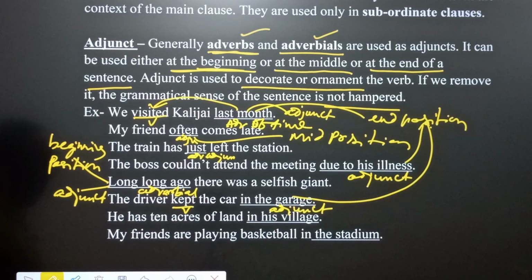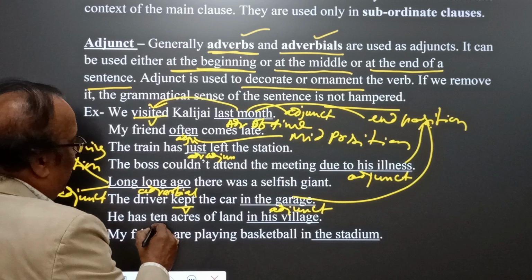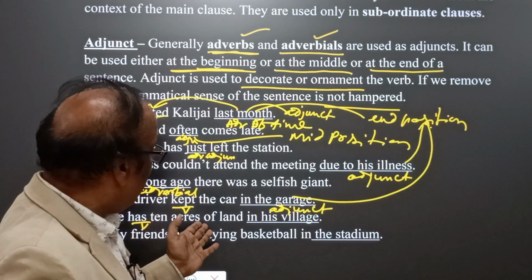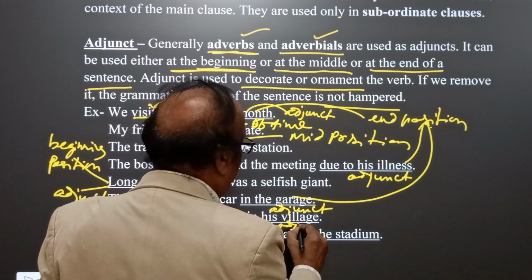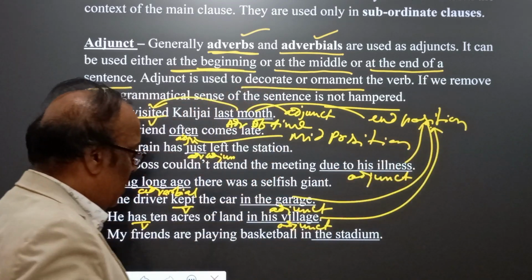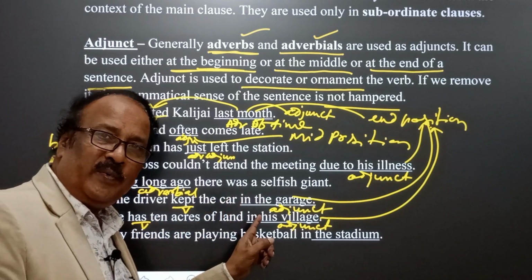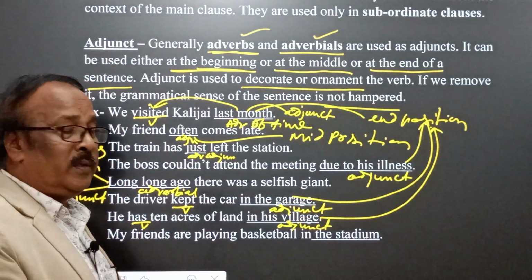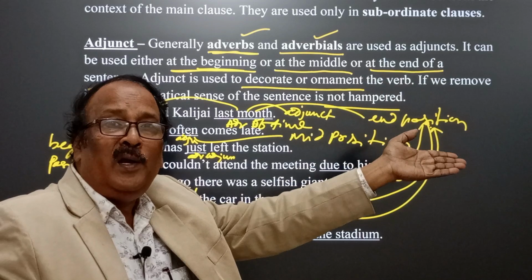Where? In the garage. He has 10 acres of land in his village. He has 10 acres of land. Has is the verb, and how much land? It means 10 acres of land. In his village. Where? In his village. This is an adjunct, and it is also found in end position. If we remove it, he has 10 acres of land. If we stop here, then definitely the sentence will be meaningful. Yes. But if we add in his village, it will give additional or extra information.